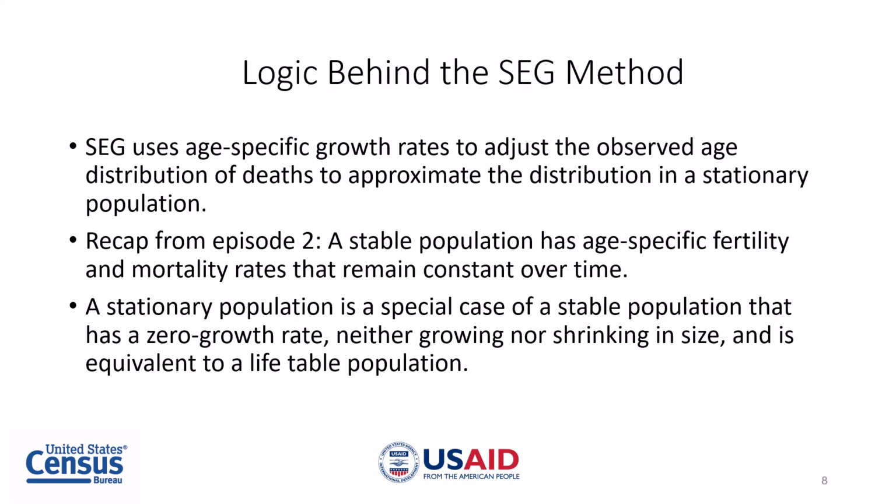Now that you know about the assumptions and data requirements, let's continue with the logic behind the synthetic extinct generations method. This method uses age-specific growth rates to adjust the observed age distribution of deaths to approximate the distribution in a stationary population. A stationary population is a special case of a stable population that has a 0 growth rate, neither growing nor shrinking in size, and is equivalent to a life table population. Remember from the last episode that a stable population has age-specific fertility and mortality rates that remain constant over time.